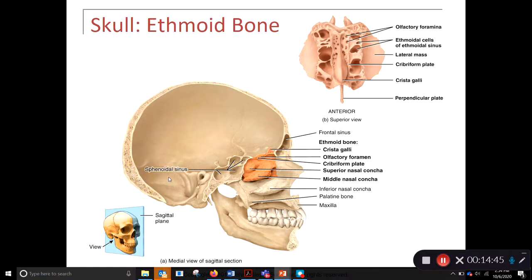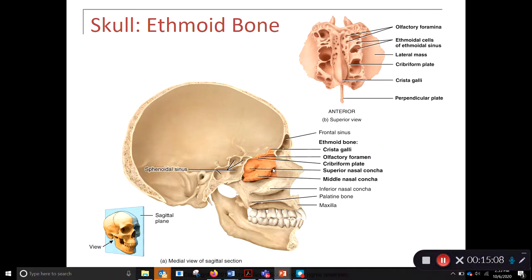So we talked about the sphenoid bone. Let's talk ethmoid bone. You'll notice that again, it has a good portion in that cranial cavity. It has that olfactory foramen going on right here, so that way your nerves can sneak into your nasal cavity and actually receive and interpret odorant molecules.